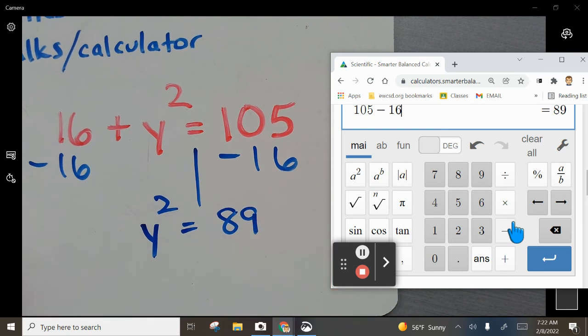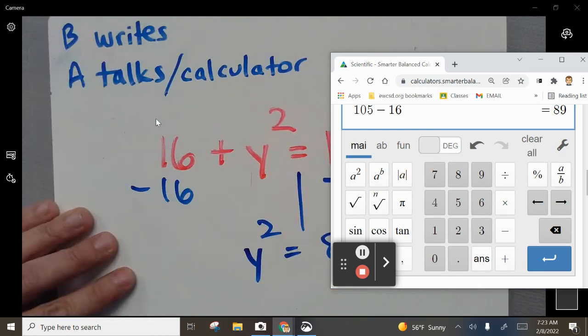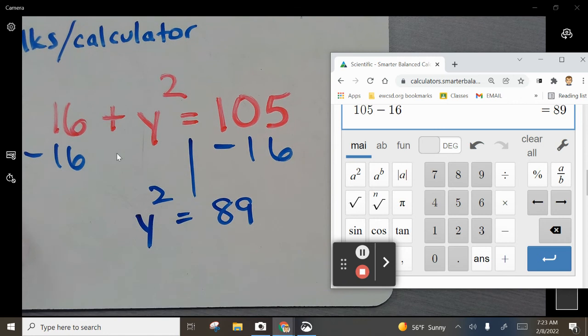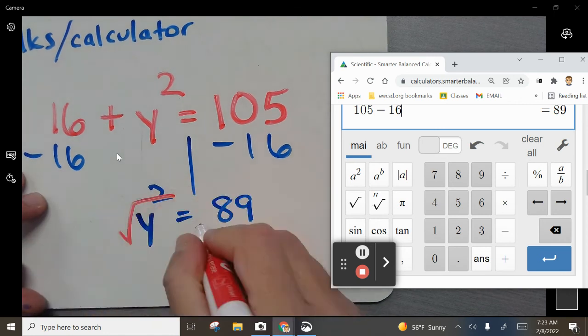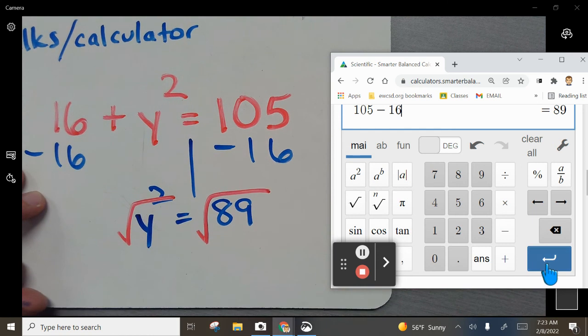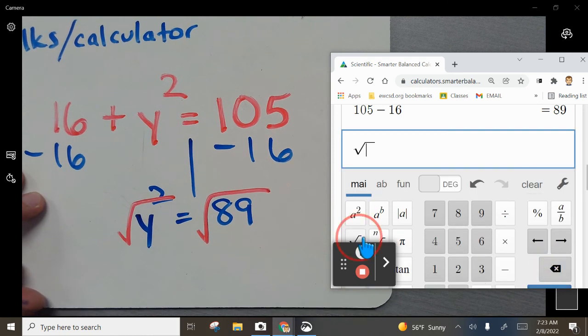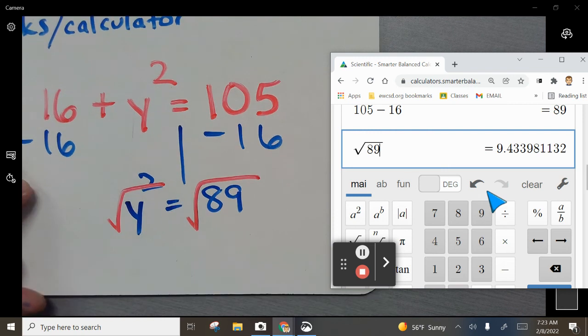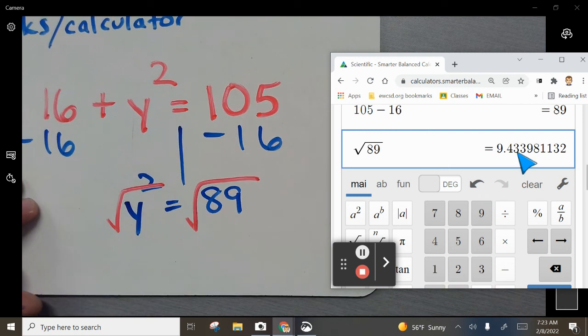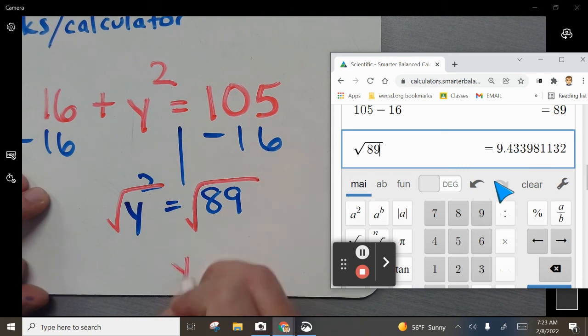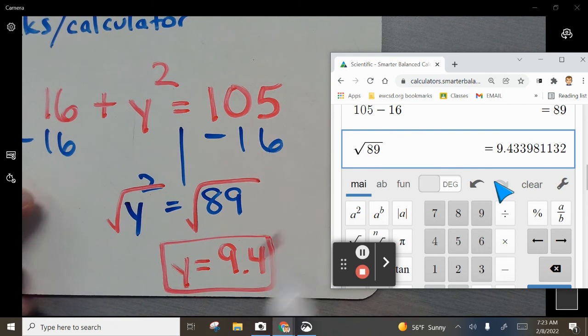89. All right, then the person, who is this, A, should have said, now you're going to go ahead and square root both sides and get, so now I'm going to have answer here, square root 89. And what do I get? 9.43. Does this 3 do anything to this 4? 4 or less, let it rest. Y equals 9.4.